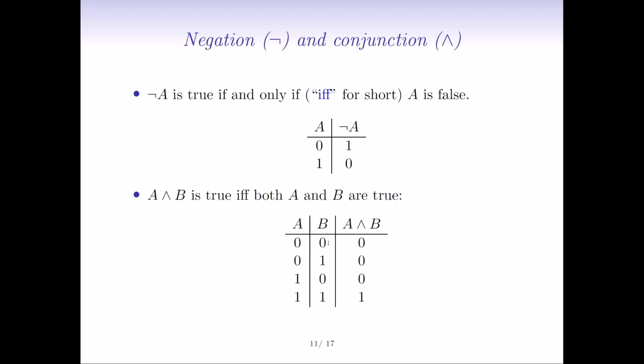So if A and B are false, then A and B is false. And if A is true and B is false, then A and B is false. And if A and B are both true, then A and B is also true. So A and B really means exactly what you think it means. It means both A and B at the same time.